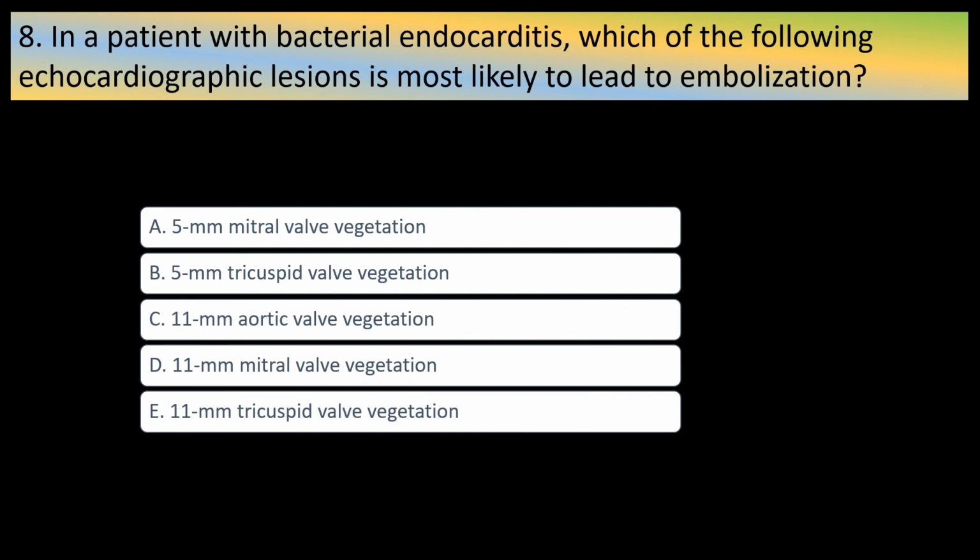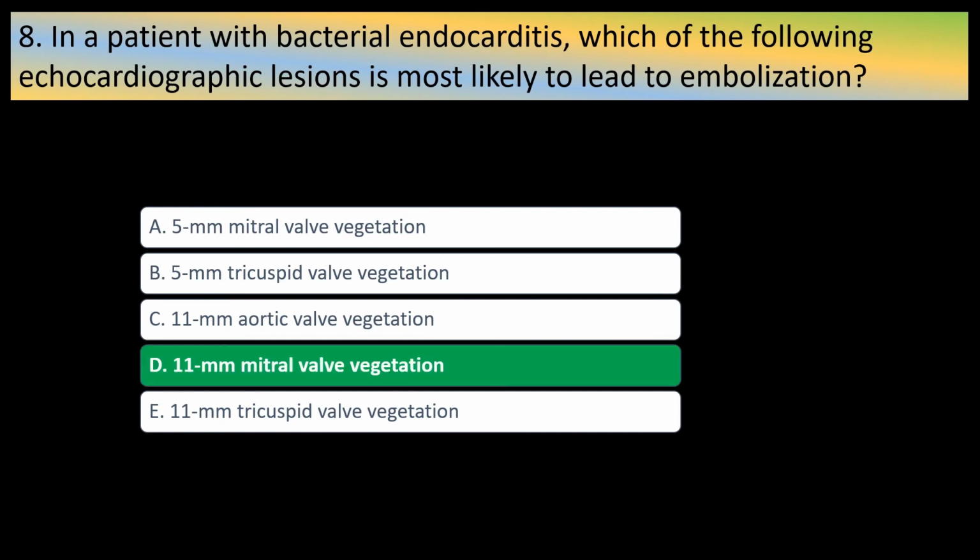So remember, although any valvular vegetation can embolize, vegetations located on the mitral valve and vegetations larger than 10 mm are at the greatest risk of embolization. Here C, D, and E are all large enough to increase the risk, but only choice D demonstrates the risk of both size and location. 11 mm is the largest size among the options, and the mitral valve is the commonest valve leading to embolization. So the answer is D.